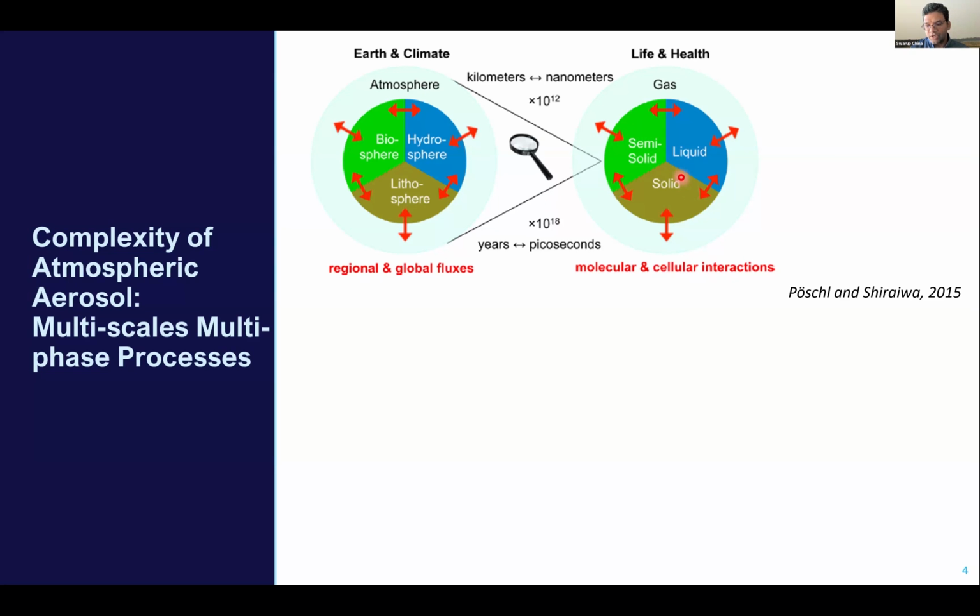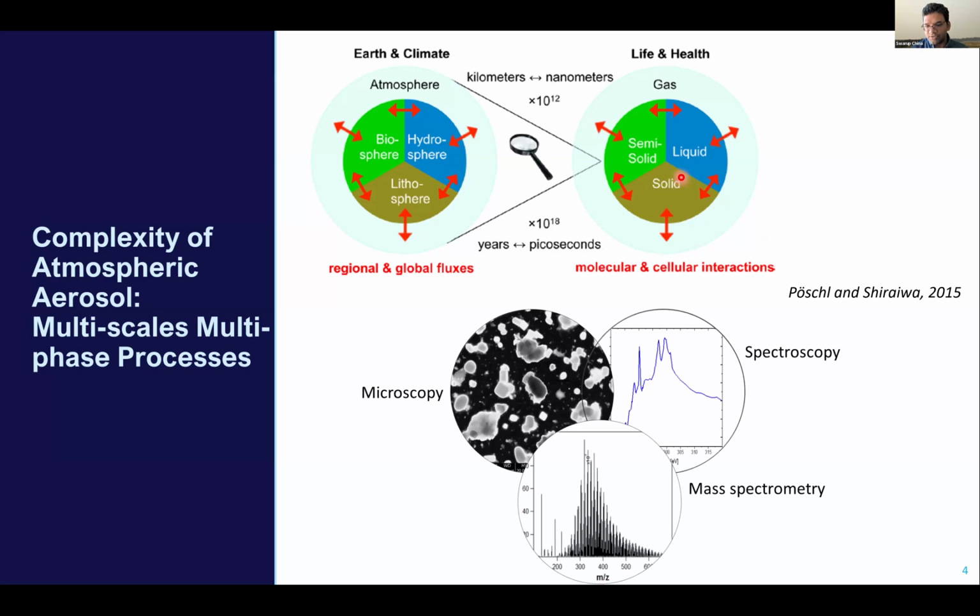So that's why we need a multimodal approach to understand these atmospheric particles and their impact on the climate. Here we specifically use a defined set of modalities of microscopy, spectroscopy, and mass spectrometry to understand the atmospheric processes.